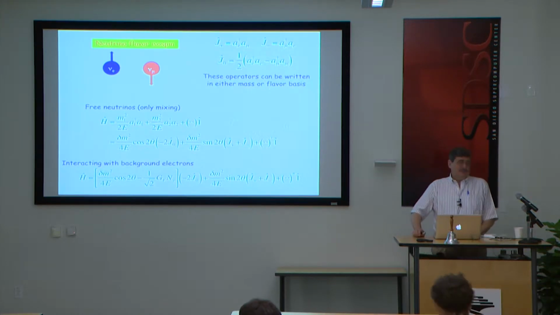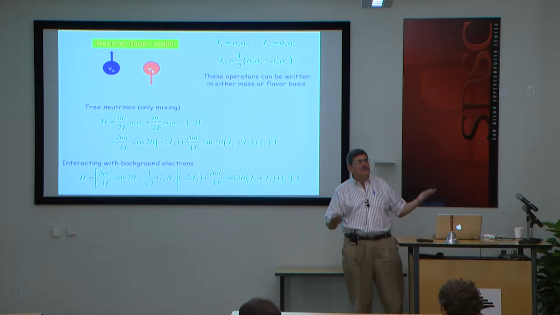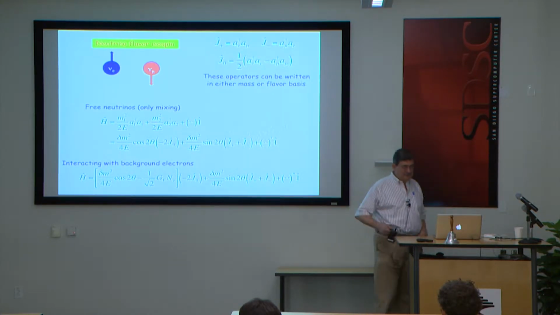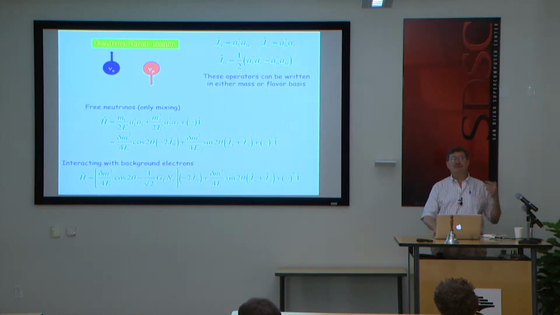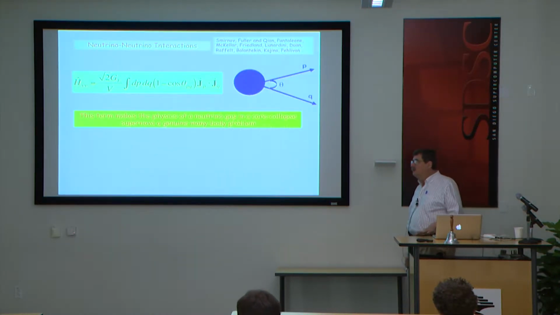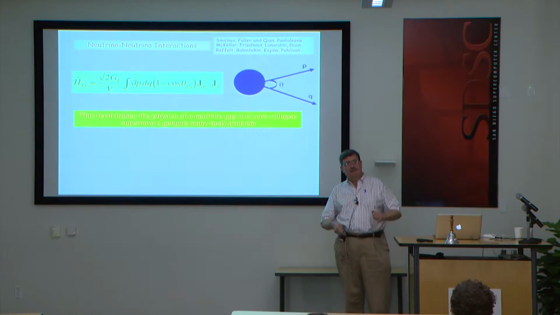Okay, this is straightforward, and this problem, of course, can be exactly solved. It has been solved numerous times in numerous papers exploring the MSW effect. However, since there are so many neutrinos, as we had seen yesterday in a core collapse supernova, you cannot actually ignore neutrino-neutrino interactions.